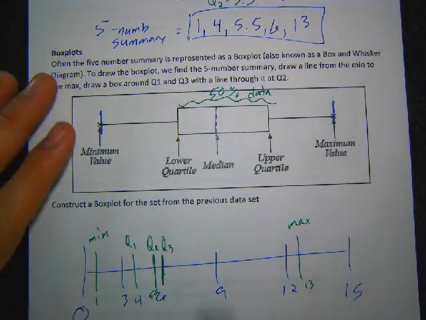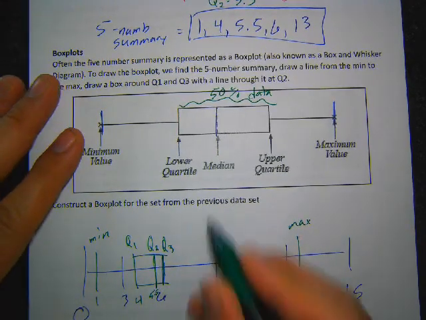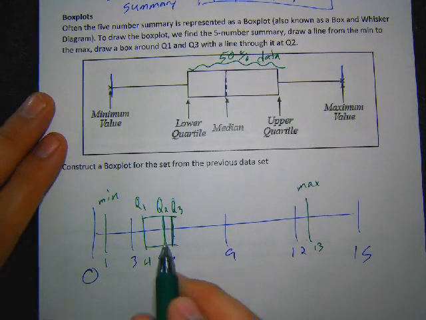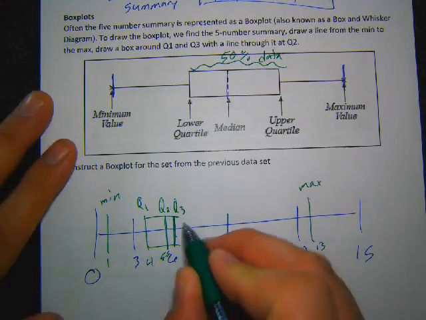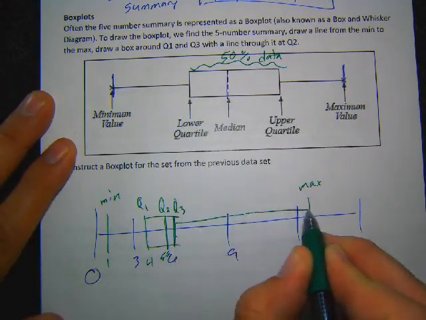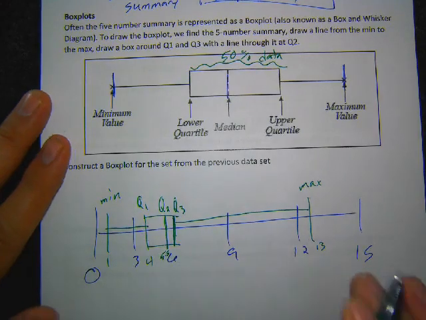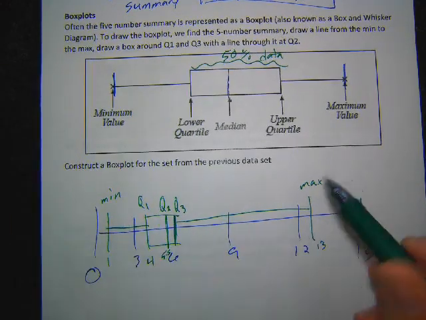And then, again, we box the quartiles. So we make a box around the quartiles. That box right there contains 50% of the data. The rest of the data is going to be like that. So I just connect with whiskers to these outlying values.